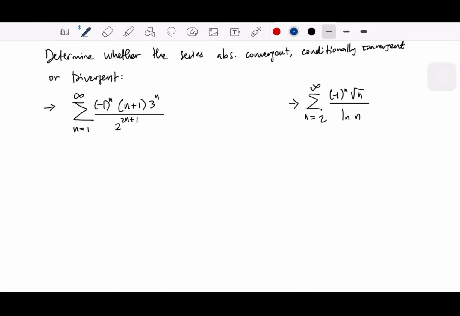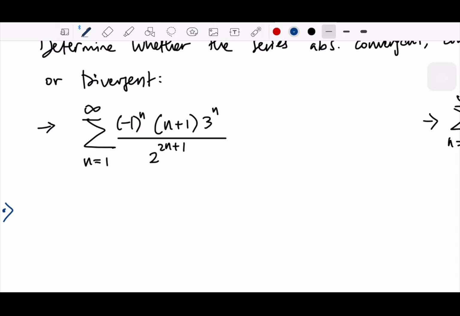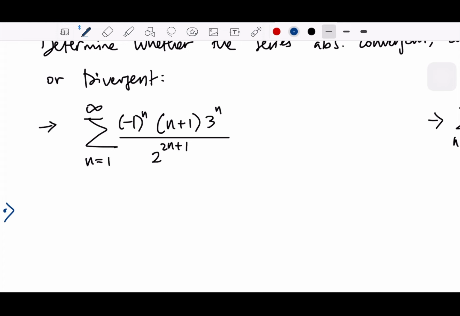Okay, first one, let's start from this one. Now, whenever you have a series that has some power like this, and you need to find out about convergence, whether it's absolutely or conditionally convergent, one thing that you need to try first is using the ratio test.